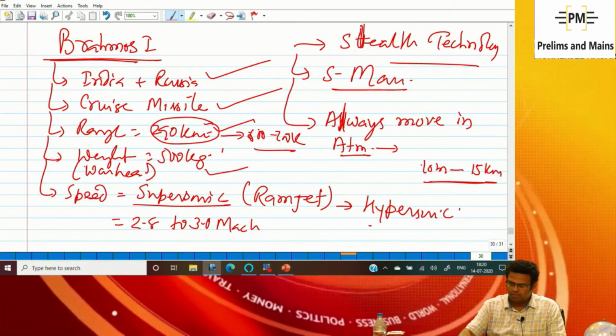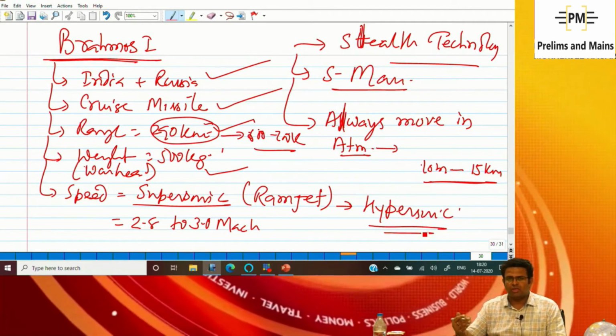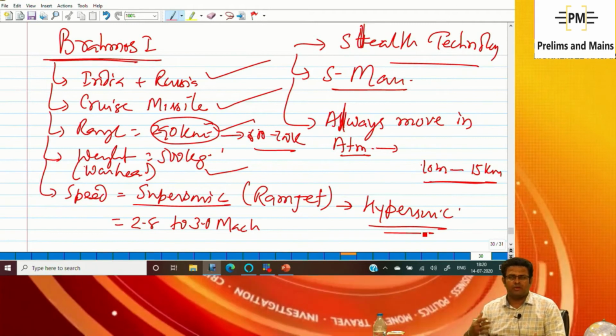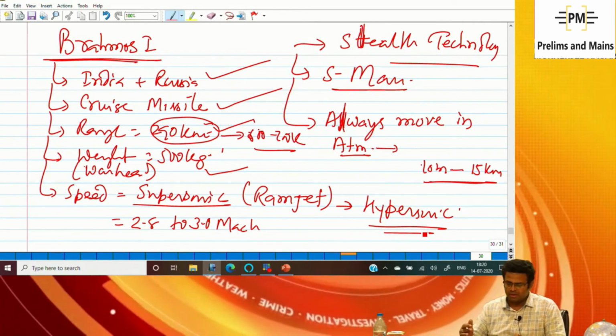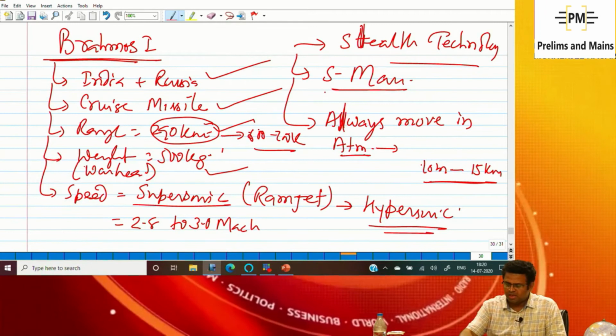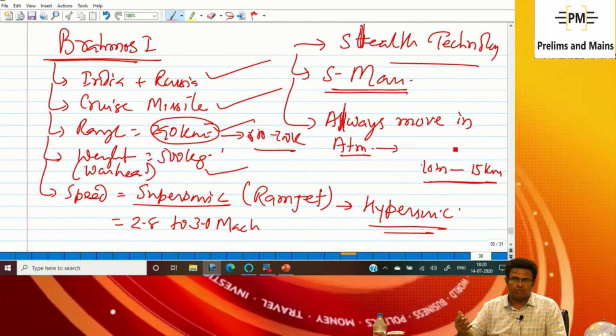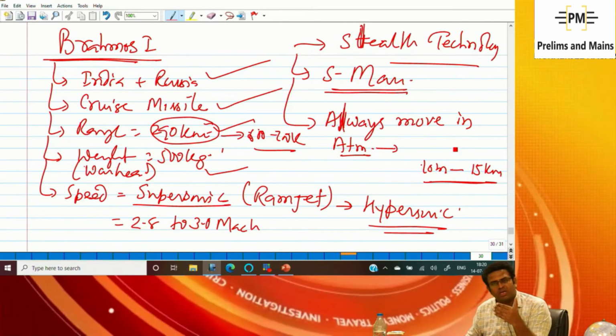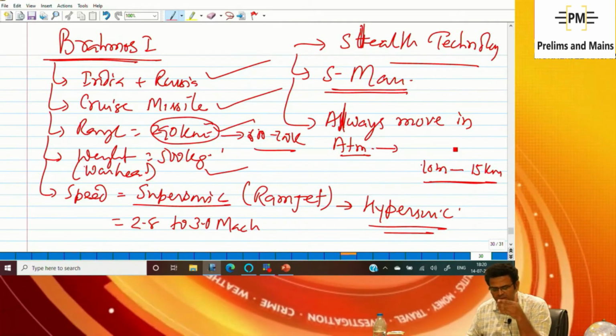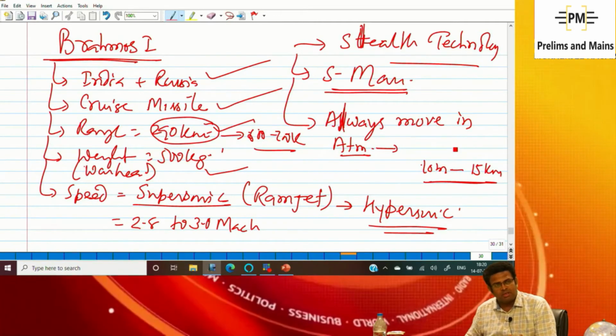Hypersonic in the BrahMos 2. Hypersonic means Mach 7. It is moving at Mach 7. And stealth technology, S-maneuver technique, always moving in the atmosphere, and 10 meters to 15, everything is the same. What are the changes? First, it is India and Russia, same in the BrahMos 2.